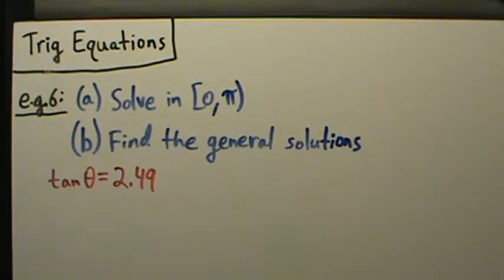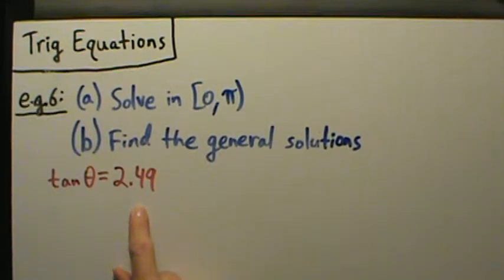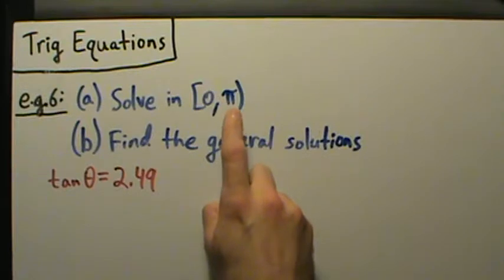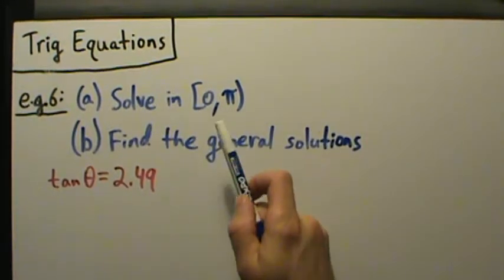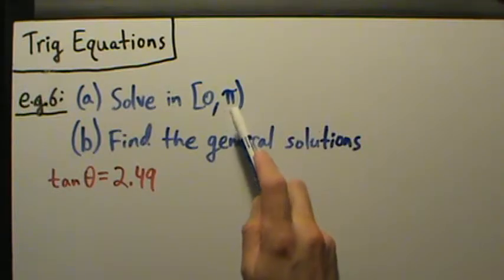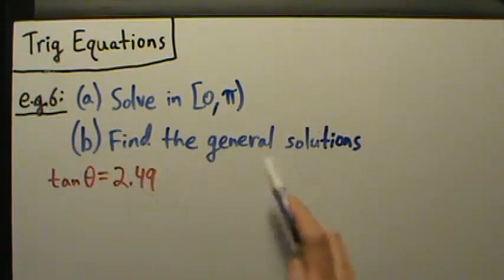Here's example 6 of solving trig equations. So here we have tangent of theta equals 2.49, and part A says solve in the interval 0 to pi. So if you've been watching the previous examples, we've always been doing 0 to 2 pi. Now we're going to do 0 to pi. Part B is the same, find the general solutions.